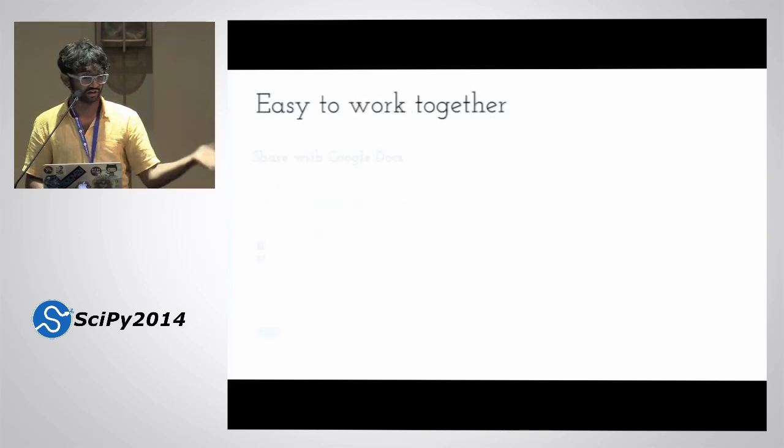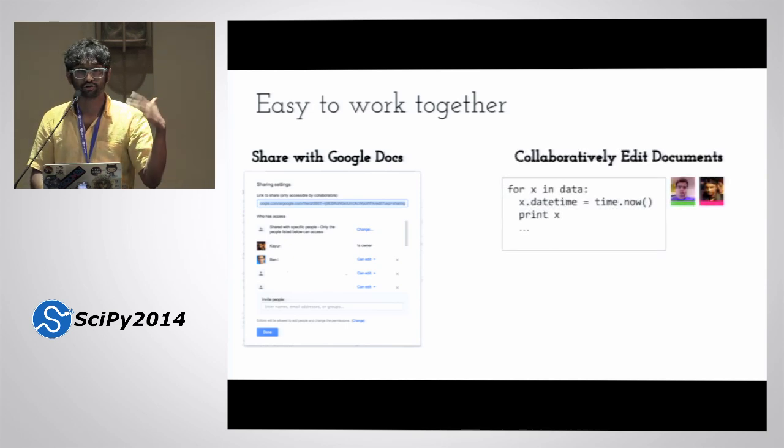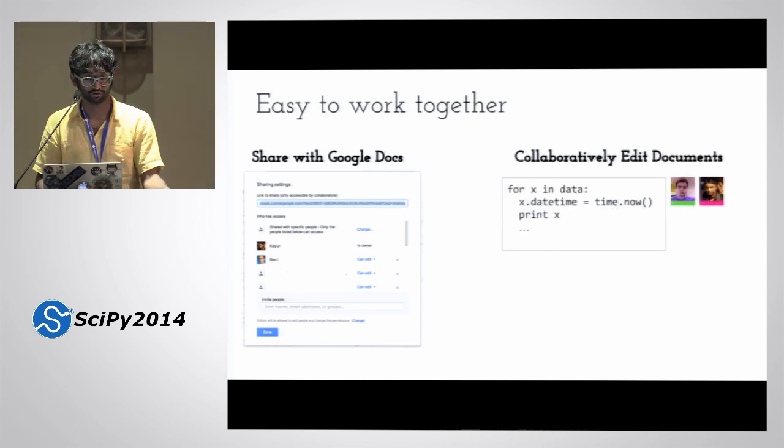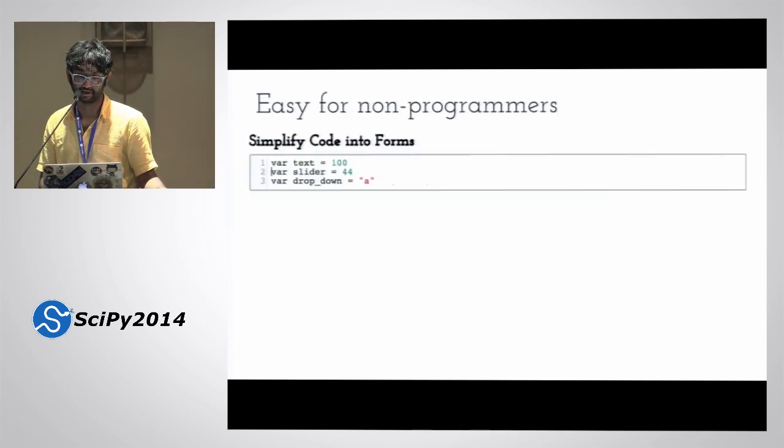So we also want to make it easy for people to work together. Now that I have a notebook, I want to share it with people on my team. So you can share like you share a Google Doc. You can also collaboratively edit documents just like you would a Google Doc. And you can look at the output. So you can get inputs and outputs collaboratively, so two people can work at the same time.